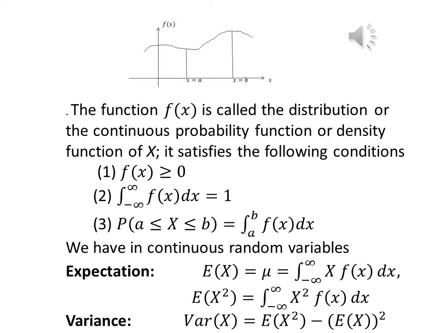We have the conditions for that. First, f of x is the probability function. F of x must be greater than or equal to 0. Number 2, integration for all domain. What does all domain mean? From negative infinity to plus infinity, the integral of f of x dx must be equal to 1. Third condition, probability of x greater than a less than b equals integration from a to b f of x dx.